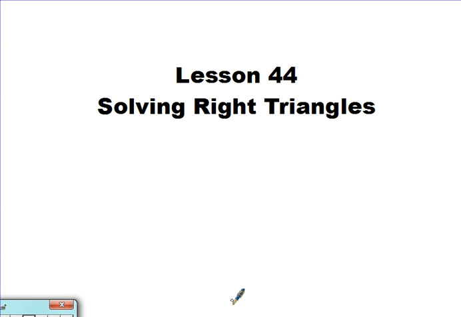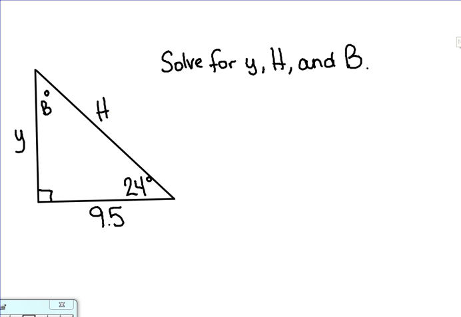Lesson 44, solving right triangles. In this lesson, we're going to be looking at not only solving for different sides or different sections of triangles, but we're also going to be looking for solving for missing angles of a triangle.